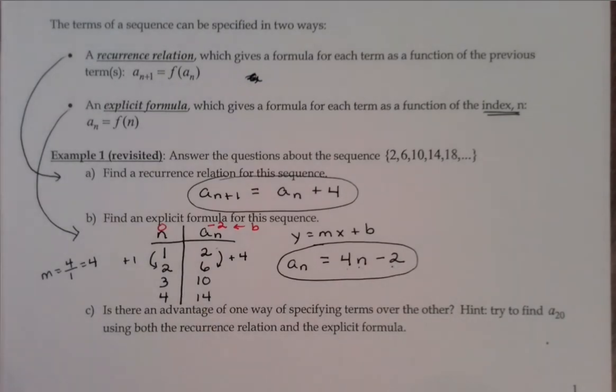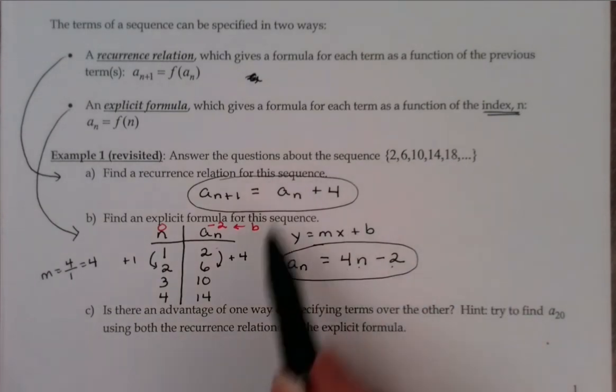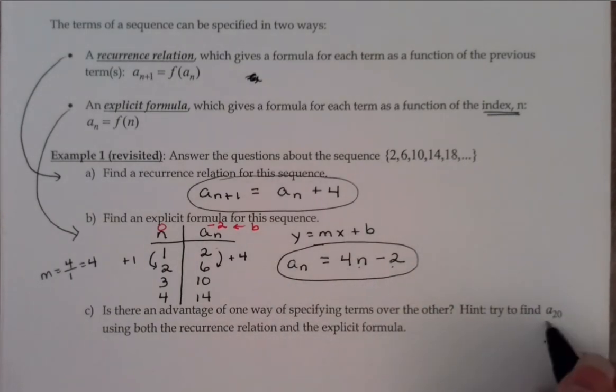All right, is there an advantage of one way of specifying these terms over the other? Is there an advantage of the recurrence relation or the explicit formula? Here's a hint. What if in this sequence I asked you to find a sub 20? How would you have to do that in each case?